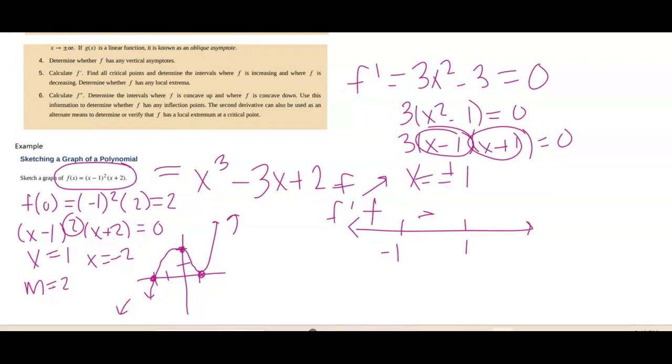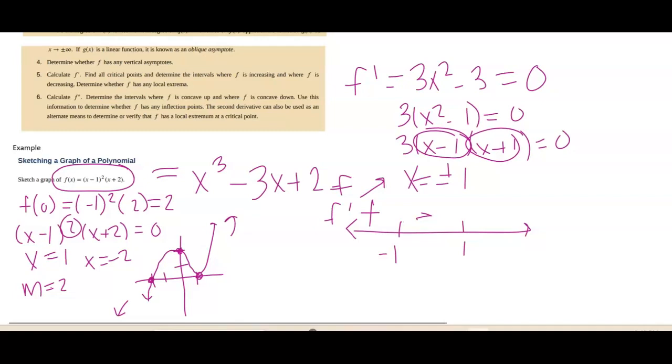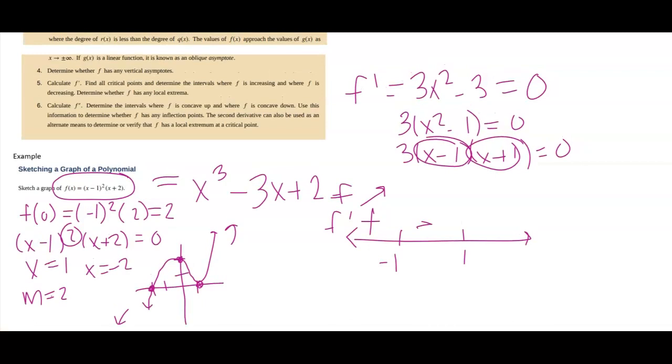decreasing. And then if I have another number up here, like 10, whatever, I plug that in, I end up getting positives, increasing. Now you can look back at our graph that we did here and be like, oh yeah, that makes sense. So I must have a max at x equals -1 and a min at 1.